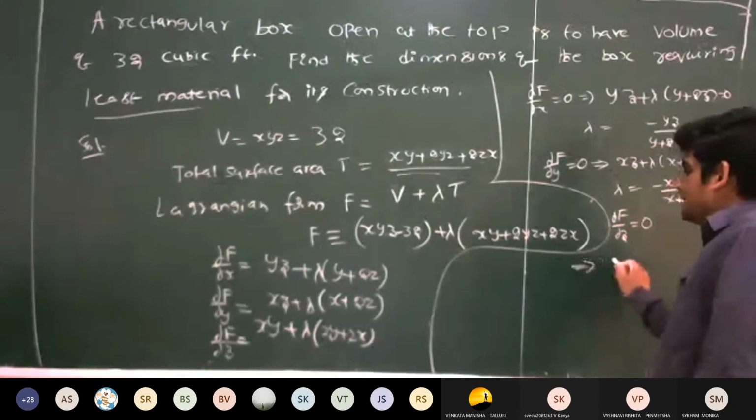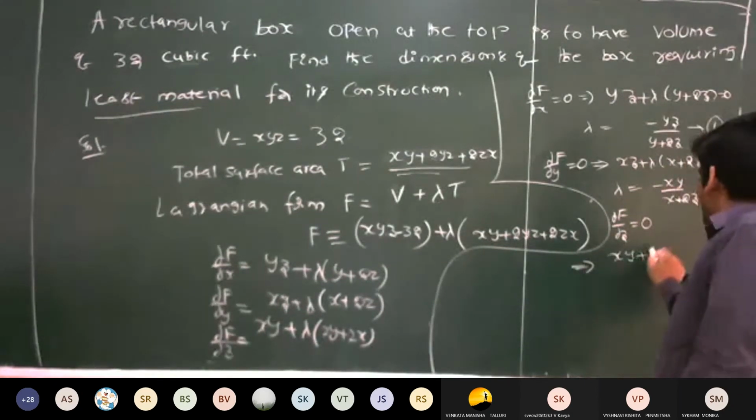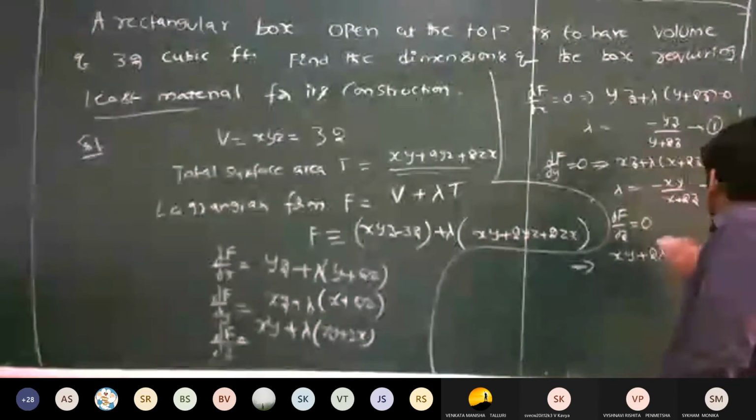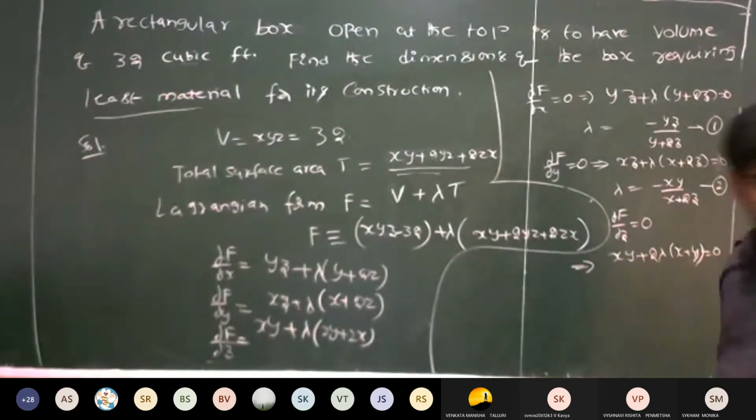Which implies xy plus lambda into 2y plus 2x is equal to 0. Sir, for dou f by dou y the lambda value is minus xz by x plus 2z, sir.